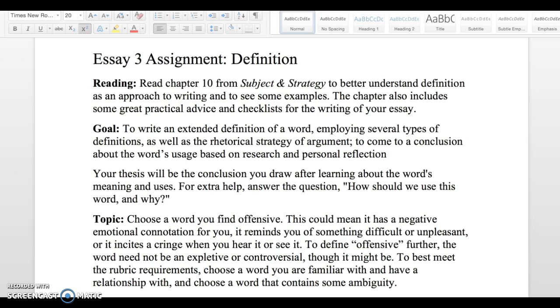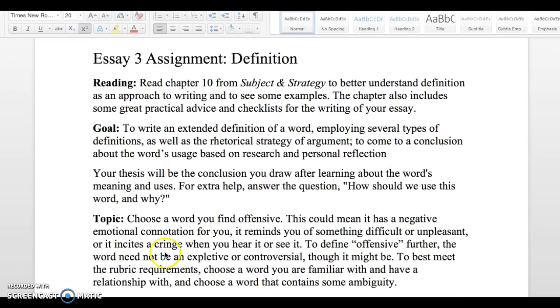In order to have the best paper possible, when choosing a word, this is my tip. Pick something that you are familiar with and that you have a relationship with so that you can really put your personal spin on how this word is used. And secondly, choose a word that might have some ambiguity. You might not know that until you start looking it up, but sometimes if a word has multiple definitions or multiple uses, or it's changed over time, that can be helpful in writing your paper and understanding the word more.